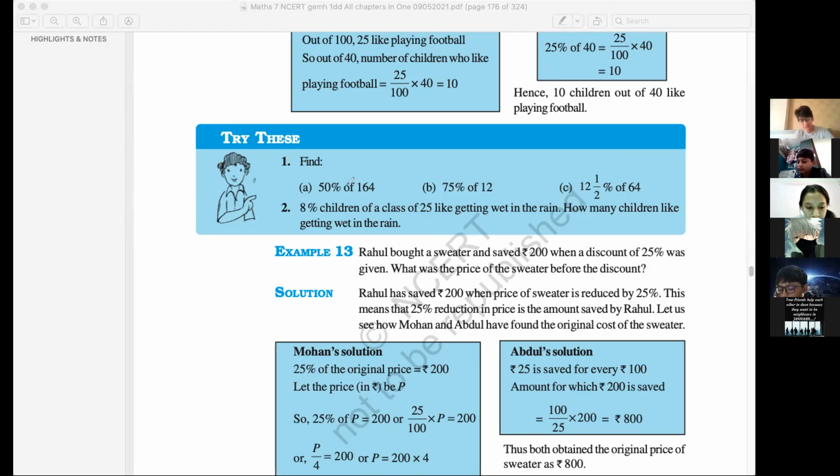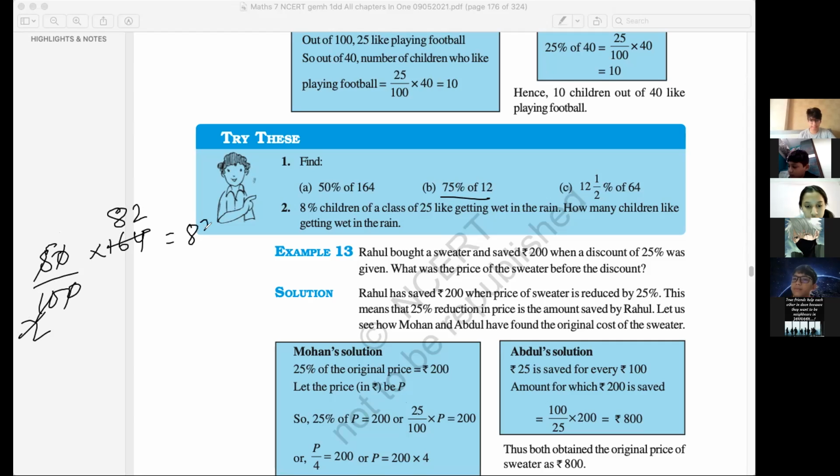Okay, 50% of 164. Ma'am, 50 upon 100 into 164. So we cancel the zeros, then 5 ones and 5 twos are 10. Yes, that only. Then 2 ones and 2 82s are 164. Correct, 82. Now do this: 75% of 75 upon 100.